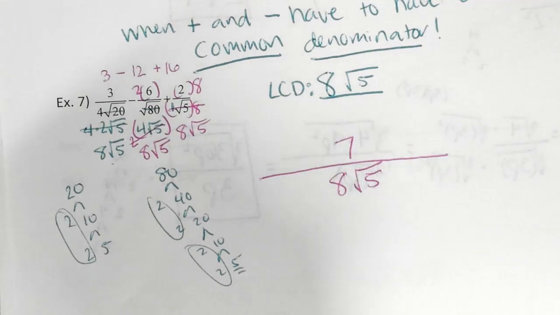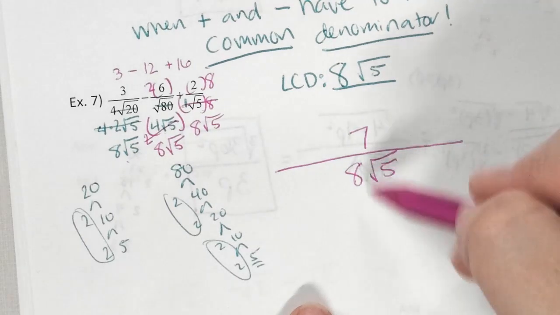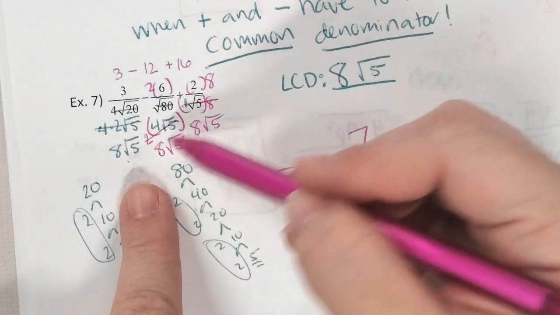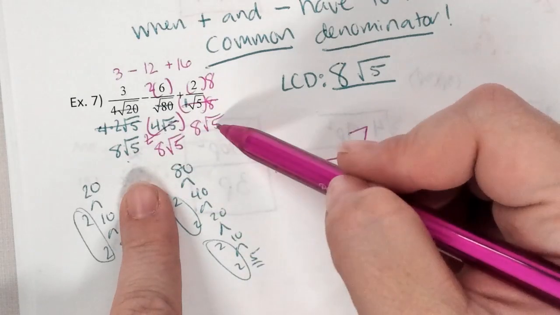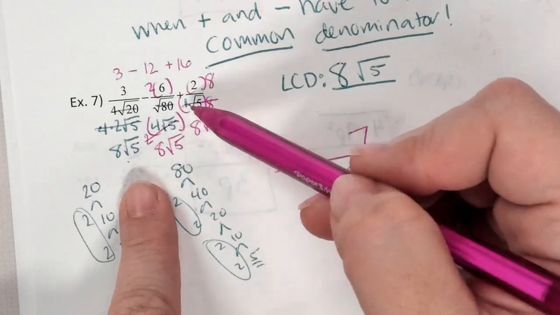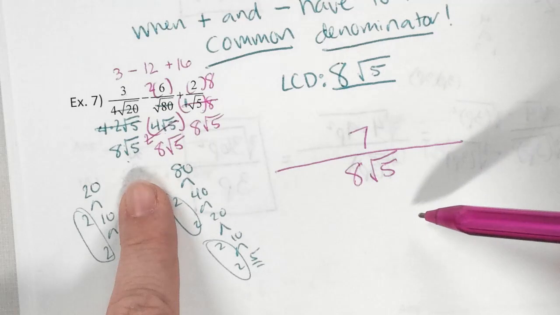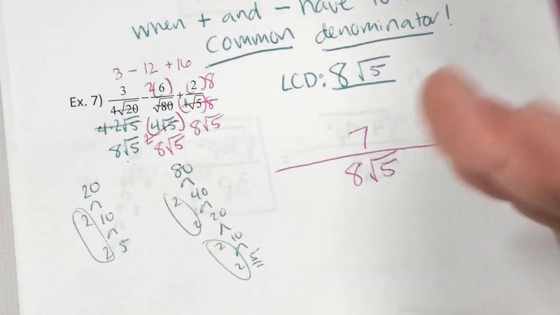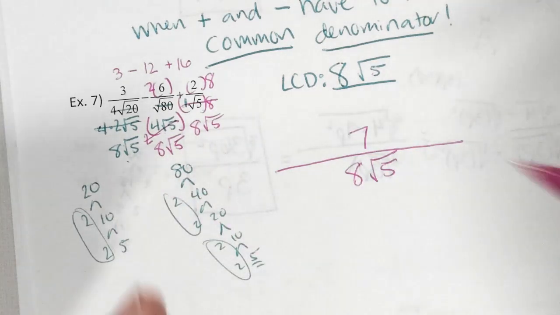Now, here's the problem. I can't simplify this, and I have a radical in the bottom. Technically, I had radicals here, right? But do you want to simplify the radicals 3 times or just once? Once, which is why we combine like terms before we worried about a radical in the denominator. But now I have to get rid of that radical. How do I do that?